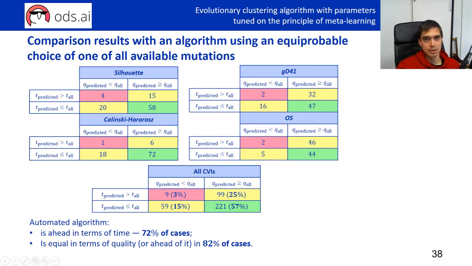Okay, so the results of the experiments are on the slide. From the tables, it can be concluded that the proposed automation method shows better quality in 82% of cases and outperforms in terms of time in 72% of cases.